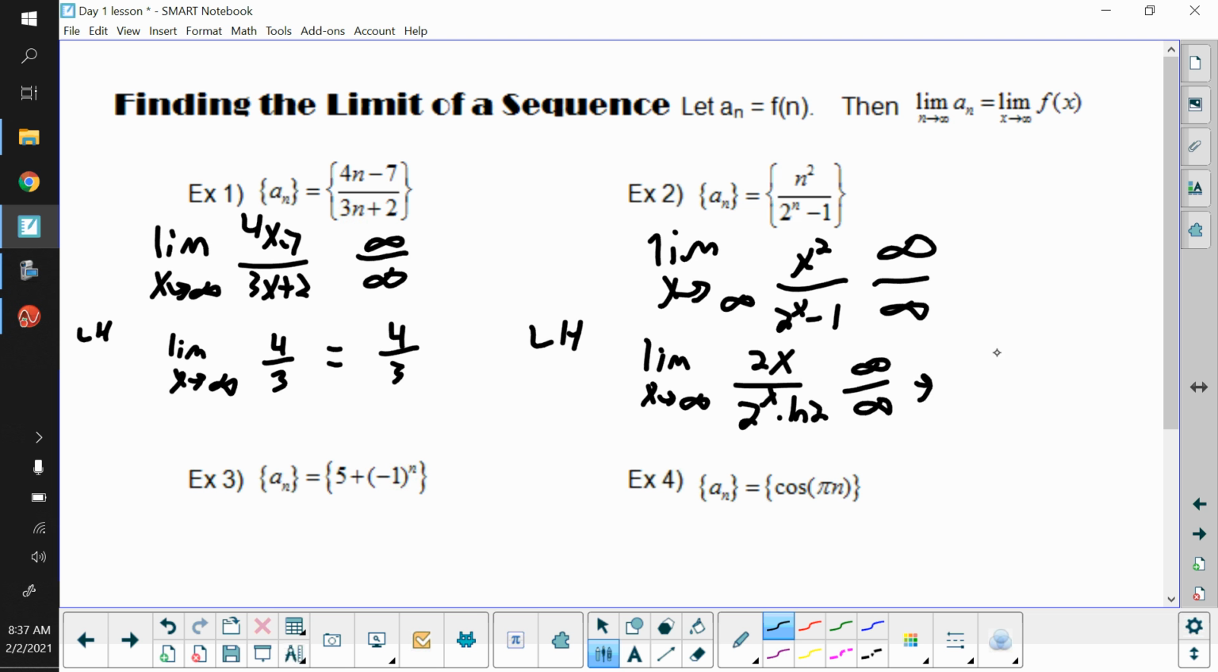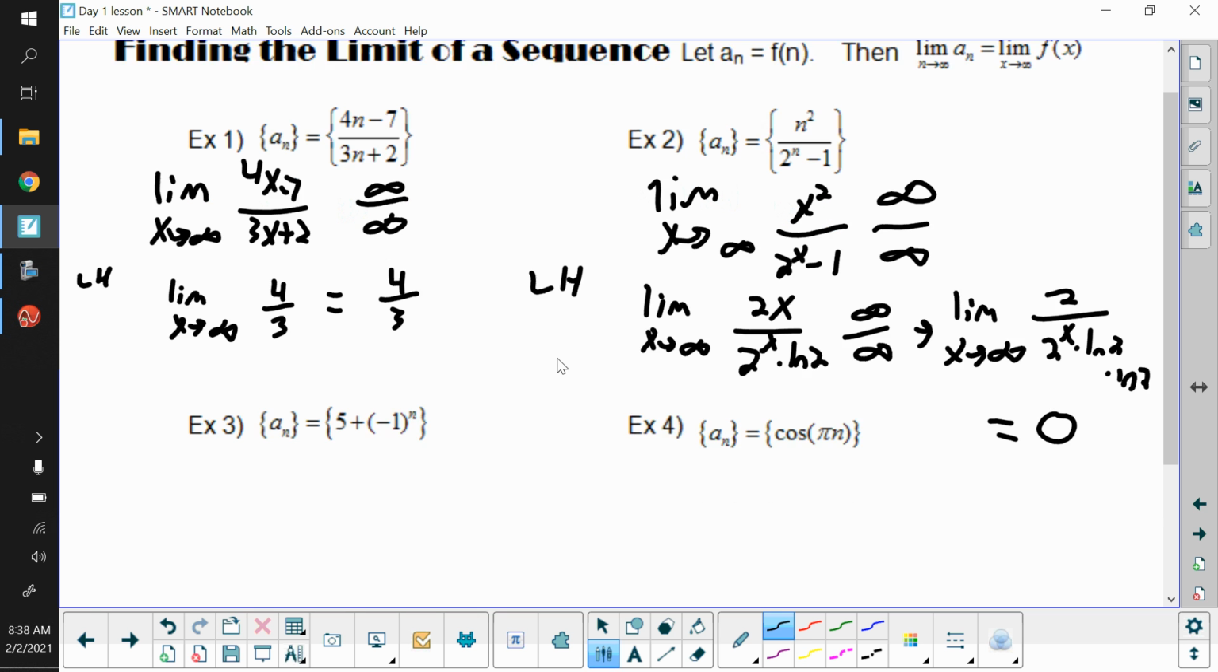So I'm going to go over here now. So we'll do it again. 2x's derivative is 2. Natural log of 2 is just a constant, so we can ignore it for a second. 2 to the x's derivative is 2 to the x natural log of 2, and then bring that natural log of 2 constant back in. Well, now as x goes to infinity, the bottom is going to get huge. The top is going to approach 2, so 2 over a million, 2 over a billion, 2 over a trillion, that's going to approach 0. And that's the idea that an exponential is going to grow quicker than a quadratic.